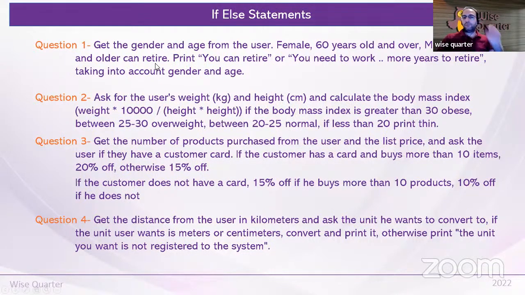Okay, we have two different things here. We have to check the gender and age. If the gender or age is not enough for the retirement, we will say you need to work for so many more years to retire. That's the question. Let's try to solve this one.